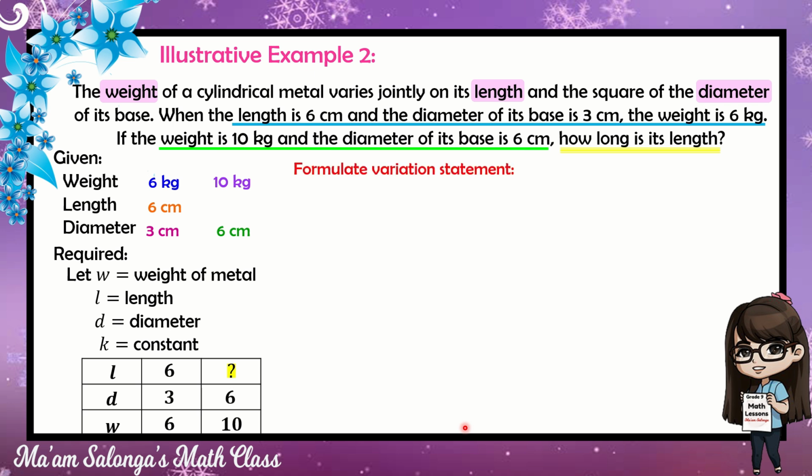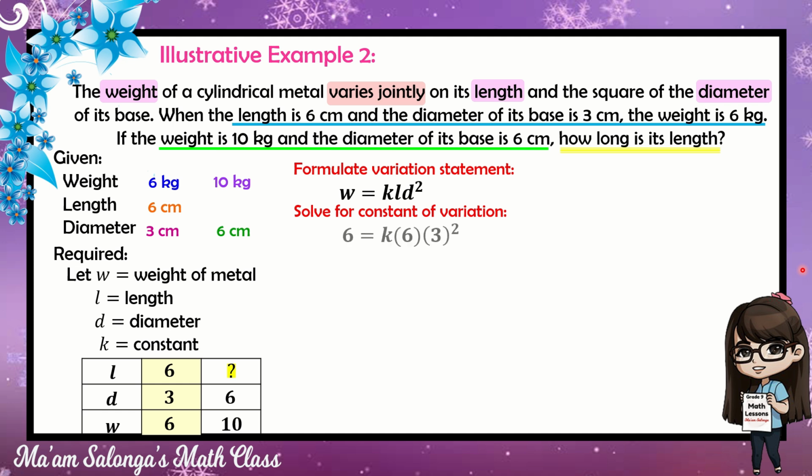So let's now formulate the variation statement. Sabi dyan, that is varies jointly. So W is equals to KLD squared. Bakit may squared? Take note, the square of the diameter. Then next, solve for constant of variation. We will use this, the complete assigned values of the quantities.